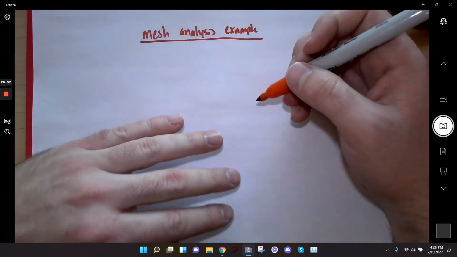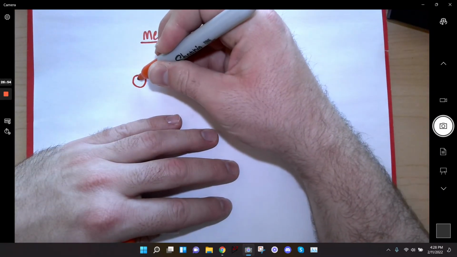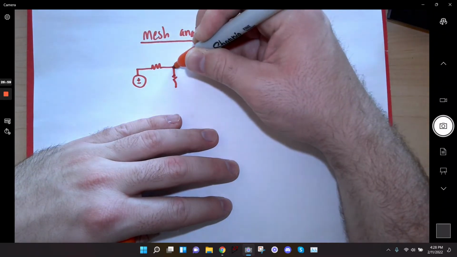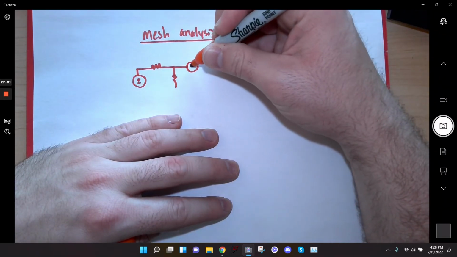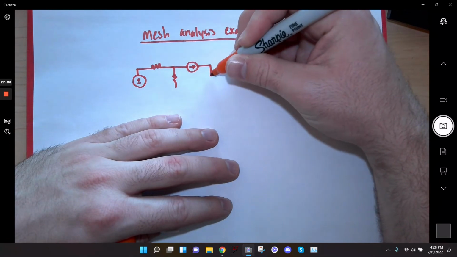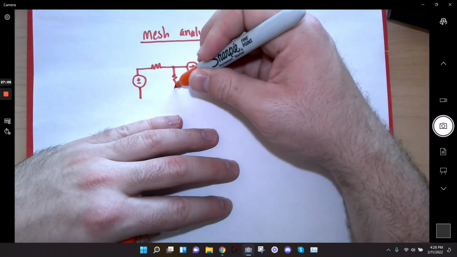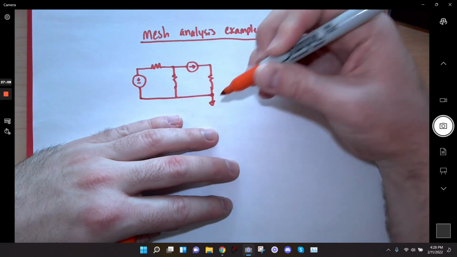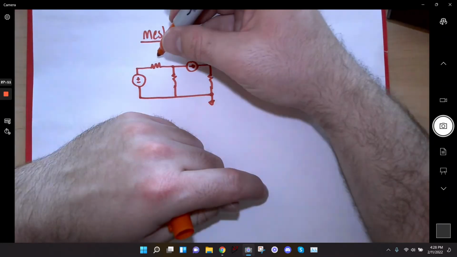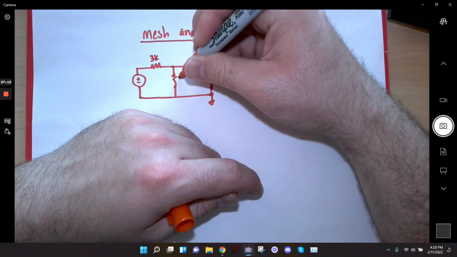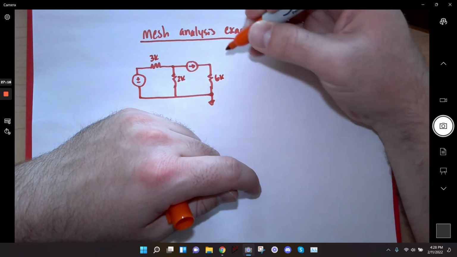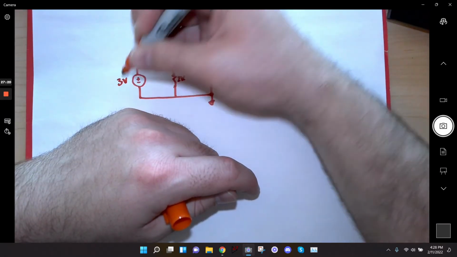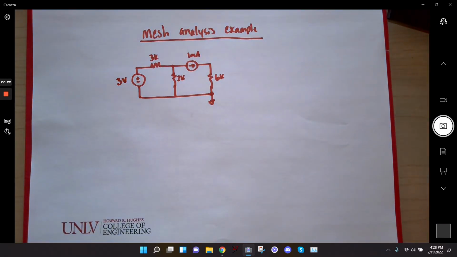I'm just going to go ahead and do a voltage source, and we'll do a current source, and then we'll tie everything to ground down here, and that'll be my circuit. Let's go 3K, 2K, 6K, 1 milliamp, and 3 volts. Okay, so that'll be my circuit.